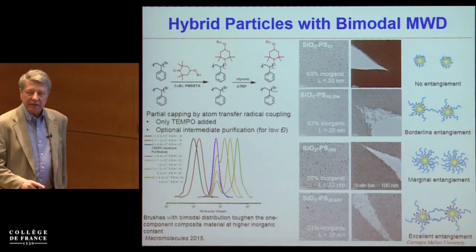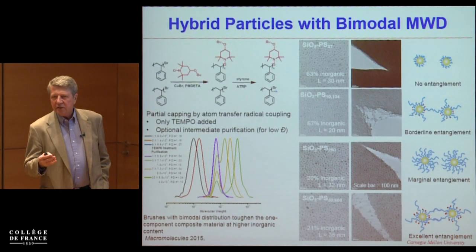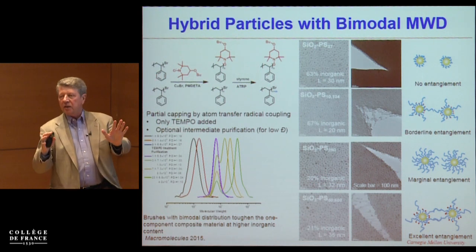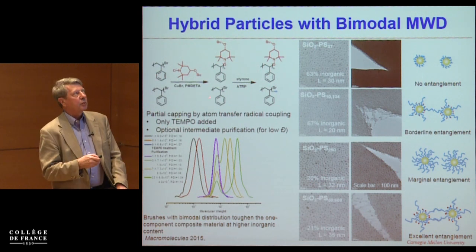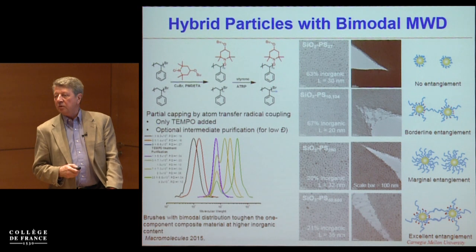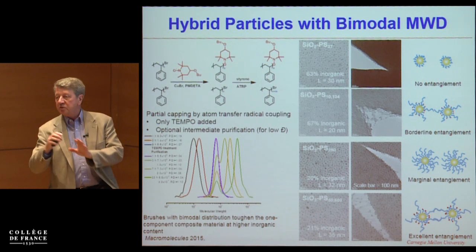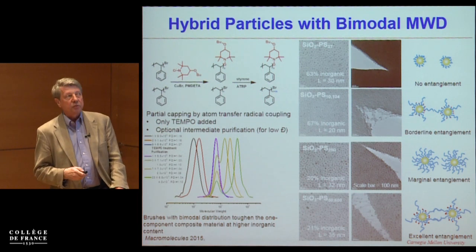This bimodal approach, which I mentioned to you, is relatively easy to do because you can start growing all of the chains. At a certain moment, you quench them. For example, in a radical process, you can add nitroxide, and some of these chains would stop growing, some others would continue to grow. You can isolate them. You could see exactly what this bimodal type of molecular weight distribution would be.